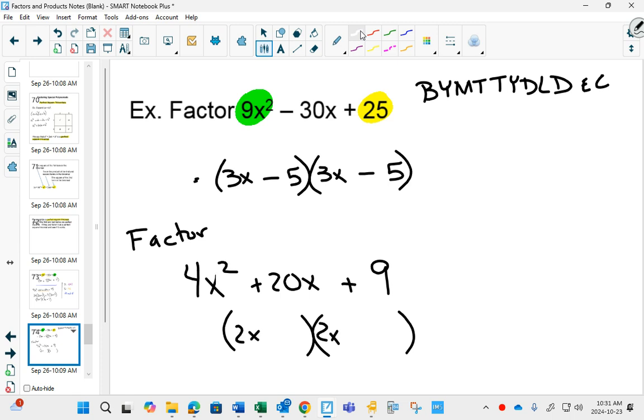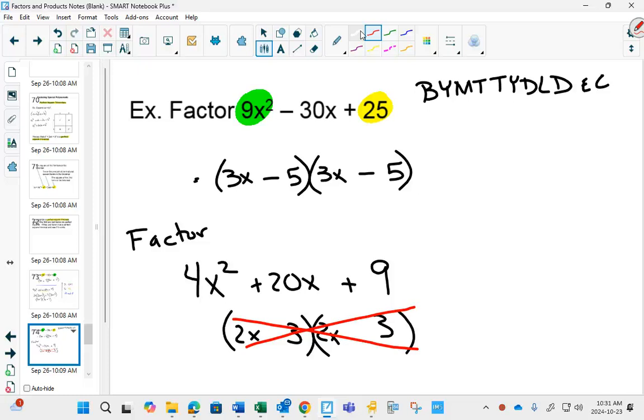2x, 2x, 3, and 3. Check your outside is 6. Your inside is 6. Does 6 and 6 ever add or subtract to get you 20? No. So, just because the first one is a perfect square and the last one is a perfect square does not guarantee that it's going to work.